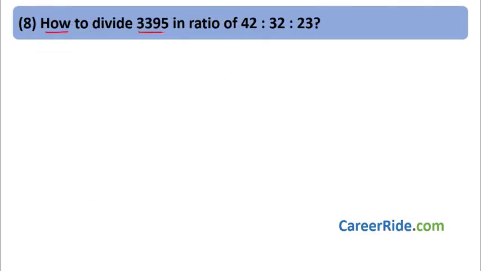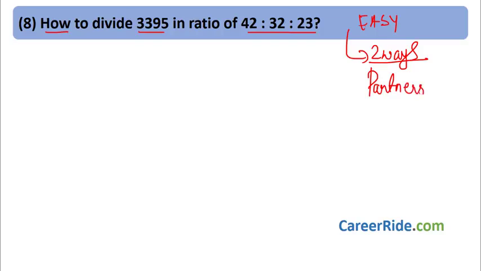How to divide 3395 in the ratio of 42:32:23? Now this is a very easy sum and there are two ways to solve it. One way we have already seen in the partnership video. If not, please check out the partnership video. This is very important, where we learned how to find the share of profit.